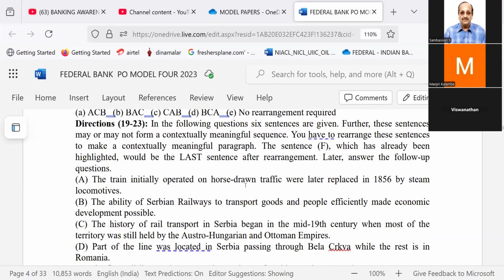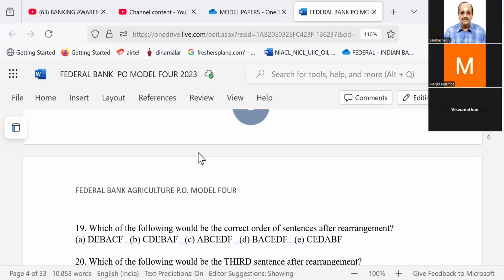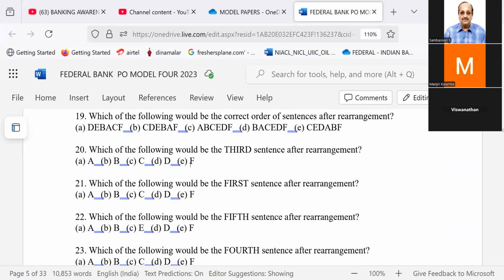Then this is known as para jumble. That is, six sentences will be given. You have to arrange them in proper order. That which has to be told first has to be told first. That which is to be told last has to be told in the last. So you arrange the sentences based on which the questions are given.